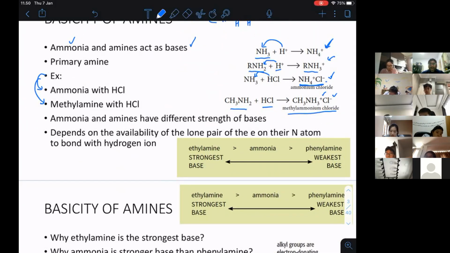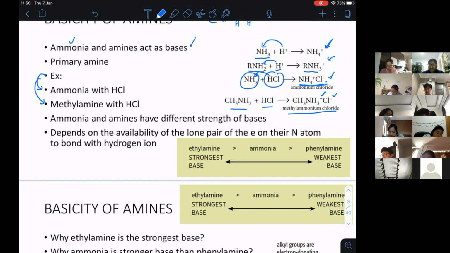Can we ignore that? The answer is no. Can we ignore the plus and minus? Should we ignore that? No, because it tells us that it is an amine reacting with something. So that is very important. If I see this, I know that this is formed from ammonia plus HCl. It's just an indication for us to identify there is a reaction with ammonia and HCl.